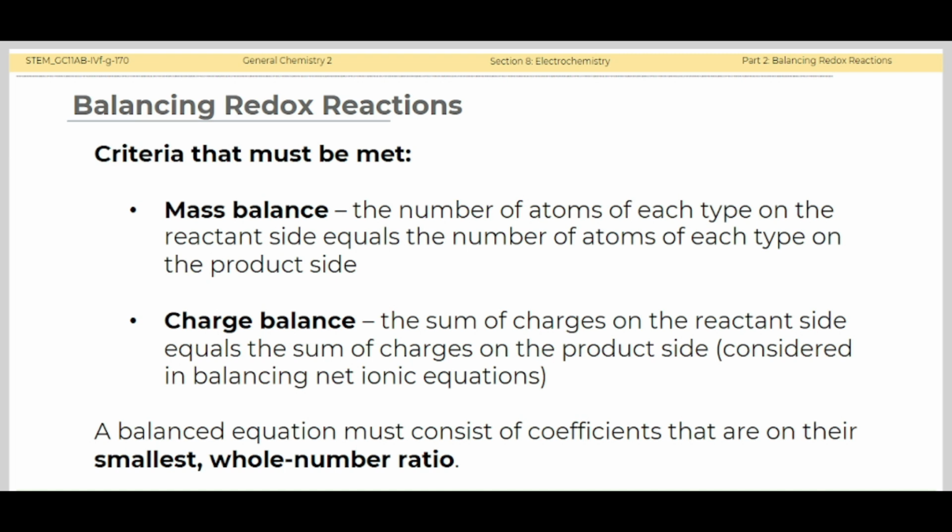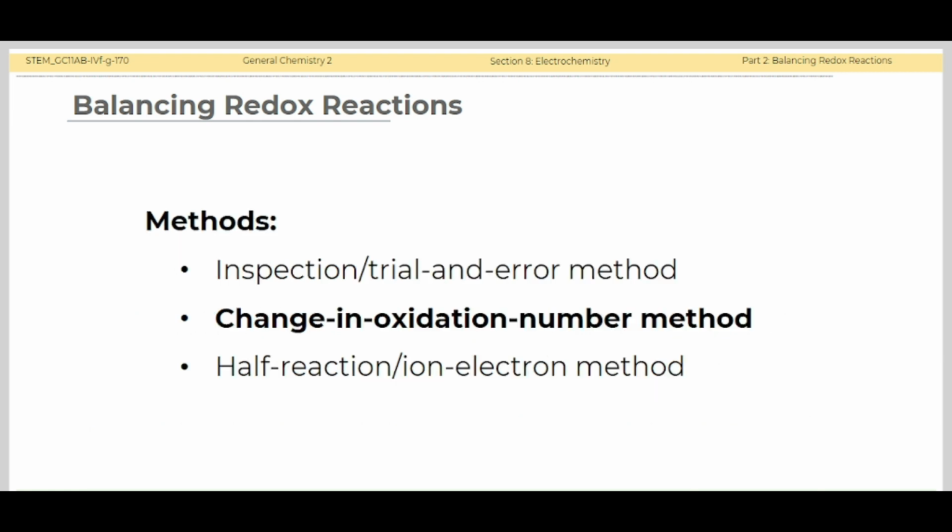Considered in balancing net ionic equations, a balanced equation must consist of coefficients that are in their smallest whole number ratio. There are three methods in balancing redox reactions: inspection or trial and error method, change in oxidation number method, and half reaction or ion electron method. Our focus for this lesson is the change in oxidation number method.